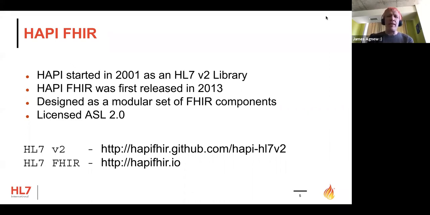In 2013, we started HAPI, which was intended to be sort of a companion library to the HAPI library, but for what was then the brand new emerging FHIR standard. We have tried really hard to build both of these projects as modular, granular bits of library that you can pick and choose from, take the pieces you need, and skip the parts you don't.